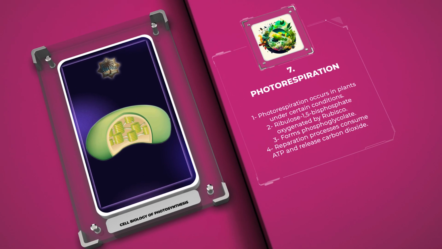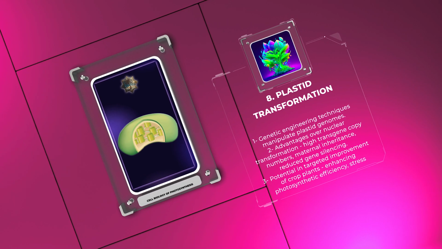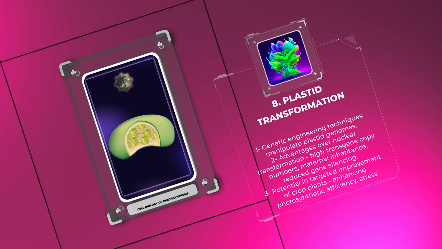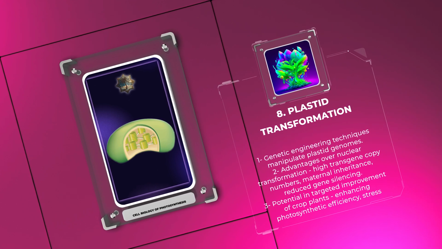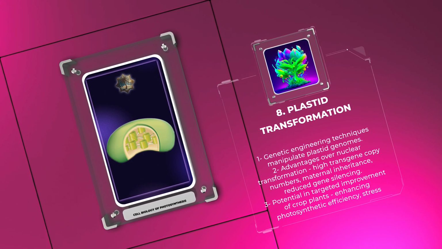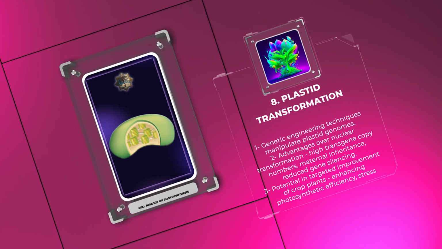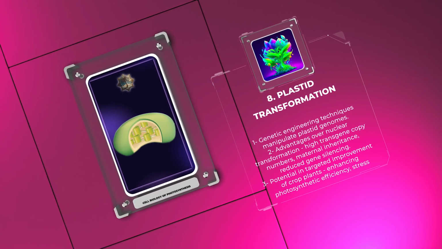Genetic engineering techniques have allowed for the manipulation of plastid genomes, enabling the introduction of desired traits into plants. Plastid transformation offers several advantages over nuclear transformation, such as high transgene copy numbers, maternal inheritance, and reduced gene silencing. This technology has immense potential in the targeted improvement of crop plants, including enhancing photosynthetic efficiency and stress tolerance.